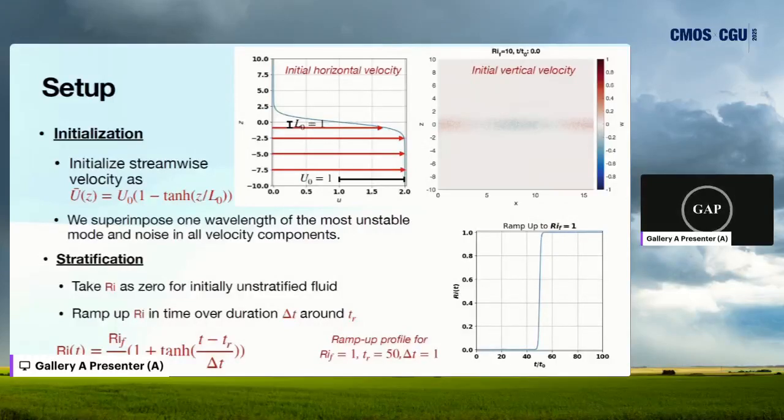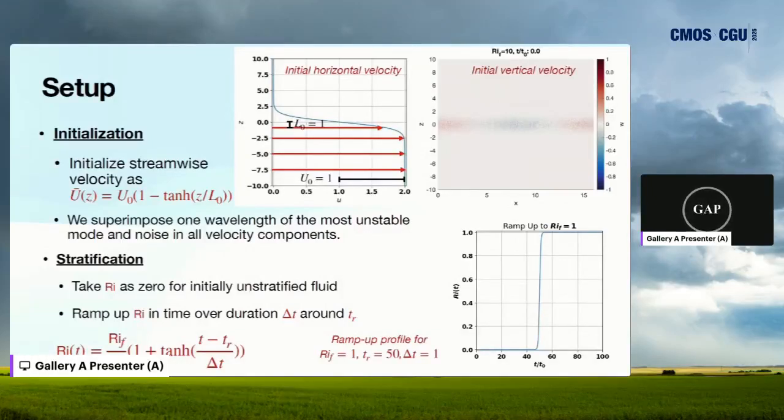Now, we also stratify our fluid later in time. We start with an initially unstratified fluid, so we take our initial Richardson number as 0, and we ramp it up over time. The reason for doing this is because a strongly stratified fluid will kill the turbulence. So we want to make sure that our turbulence is sufficiently turbulent to generate our internal waves before we actually stratify our fluid.